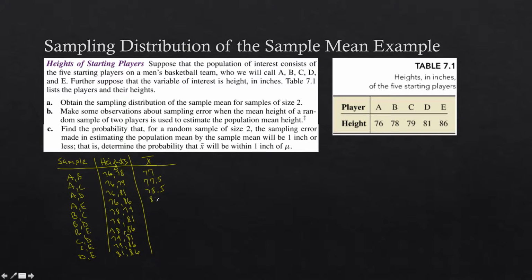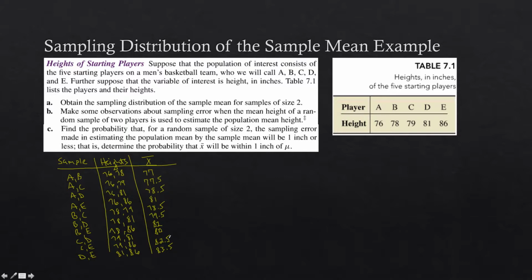And if we continue down, we'll get the following. We'll get 81, 78 and a half. We'll get 79 and a half. We'll get 82, 80, 82 and a half, and we'll get 83 and a half. Okay, so these are all the sampling distributions of the sample mean of size 2.